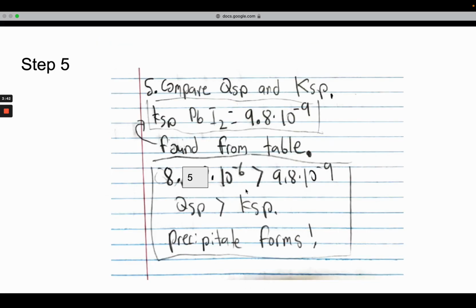Then you compare QSP and KSP. The KSP of PbI2 is 9.8 times 10 to the minus 9, which is found from the table. You look at the table, and then you compare it to QSP. 8.5 times 10 to the minus 6, or QSP, is larger than 9.8 times 10 to the minus 9, or KSP. That means that a precipitate forms. If KSP was larger than QSP, then that would mean that a precipitate would not form.